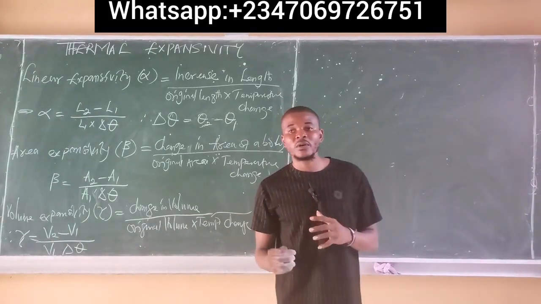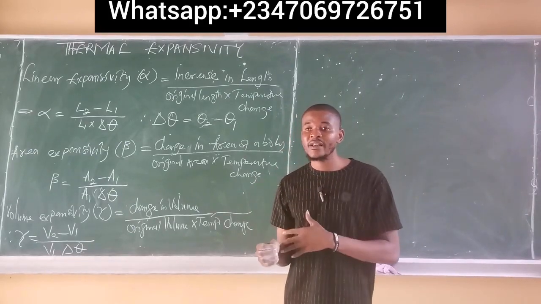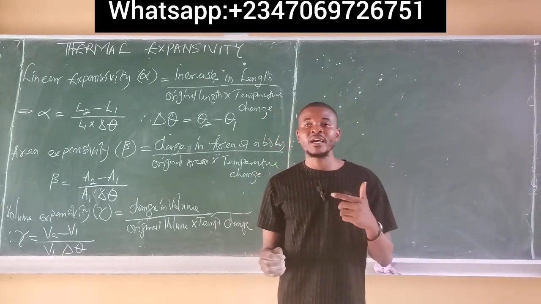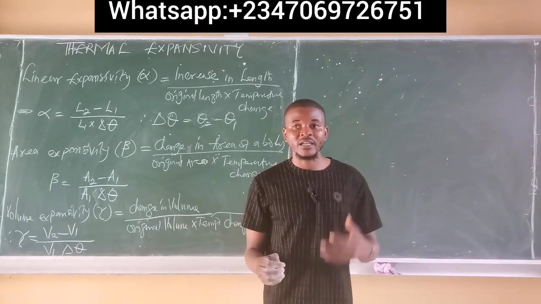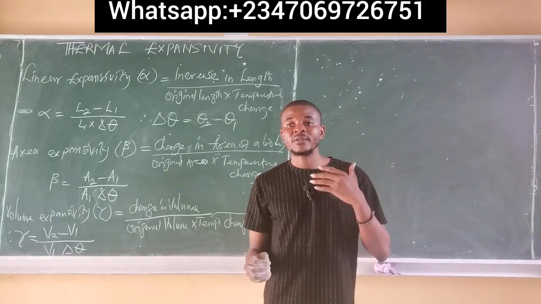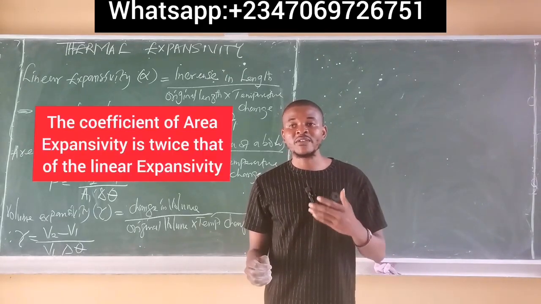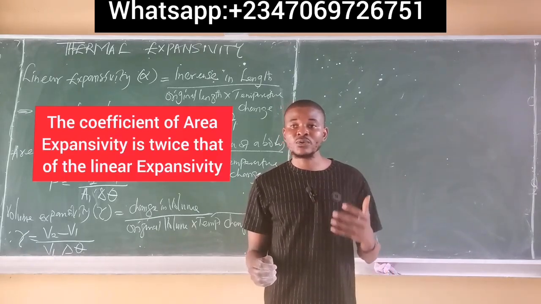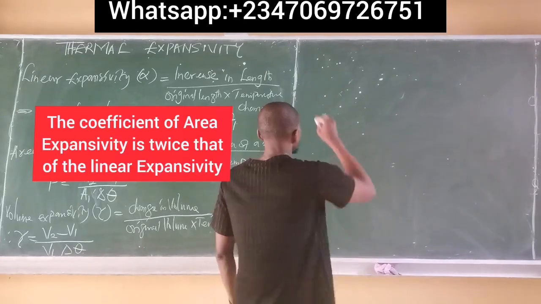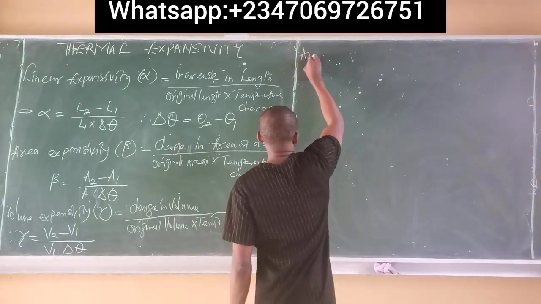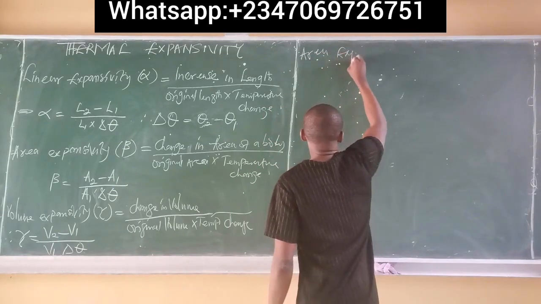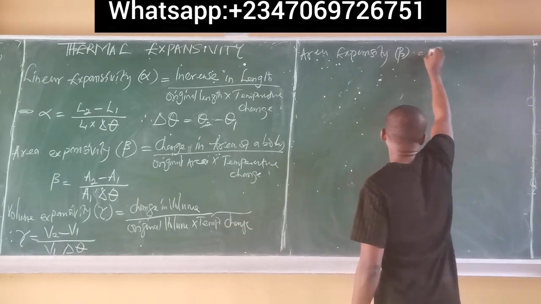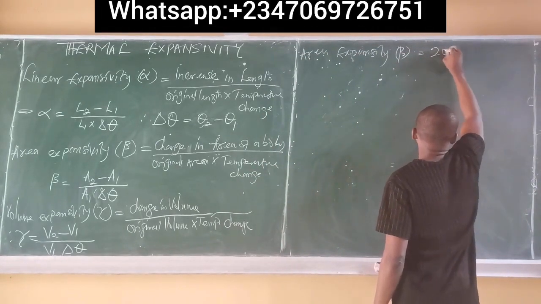Alright, so before explaining or picking an example to explain the area expansivity and the volume expansivity, I want you to also keep this in mind, because it will also be an exam question, or it has been seen in your JAMB exam questions over time. Now, the area expansivity is always given as 2 times the linear expansivity. Therefore, area expansivity, which is denoted by beta, is always equal to 2 times the linear expansivity.